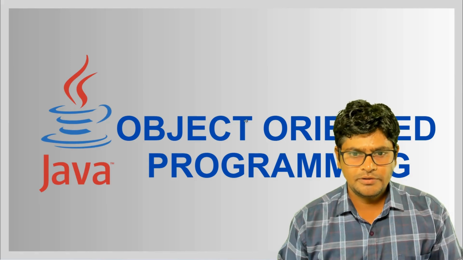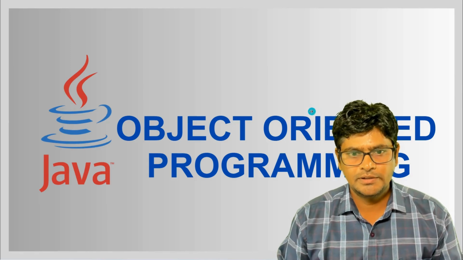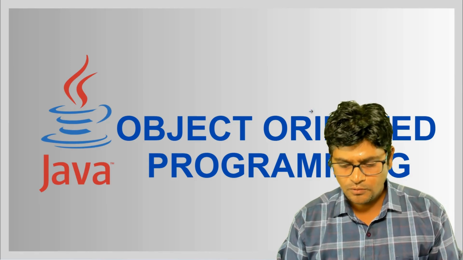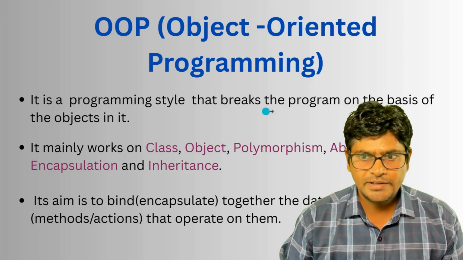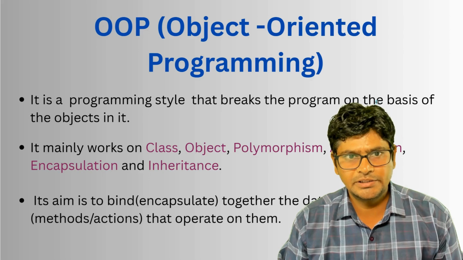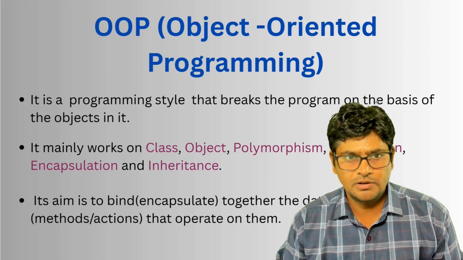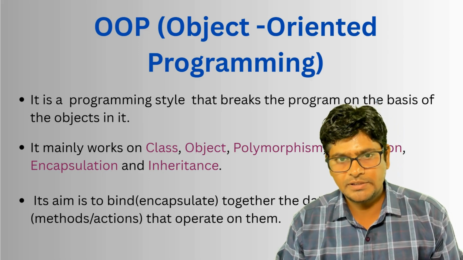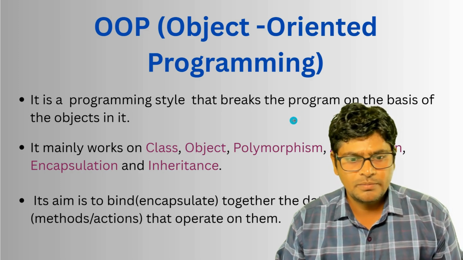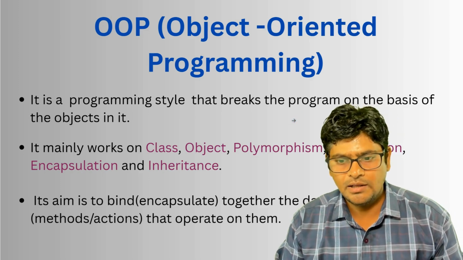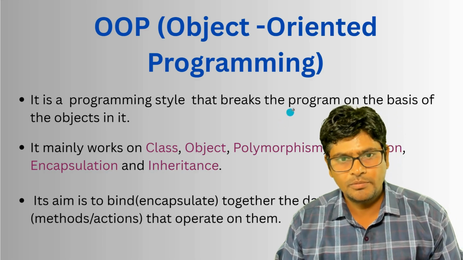We are going to learn a very important concept of core Java, that is object oriented programming, that is OOP. Object oriented programming is basically a programming style that breaks the program on the basis of the objects in it. It mainly works on class, object, polymorphism, abstraction, encapsulation and inheritance. Its aim is to bind, that is to encapsulate, the data and the code together that operates on them.